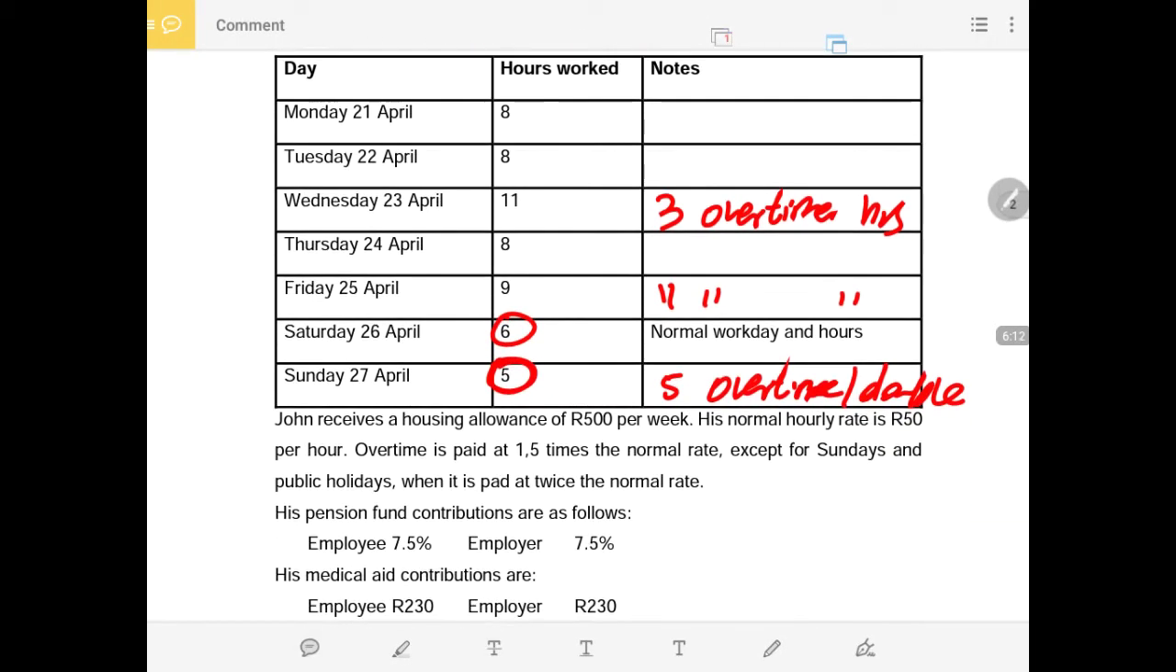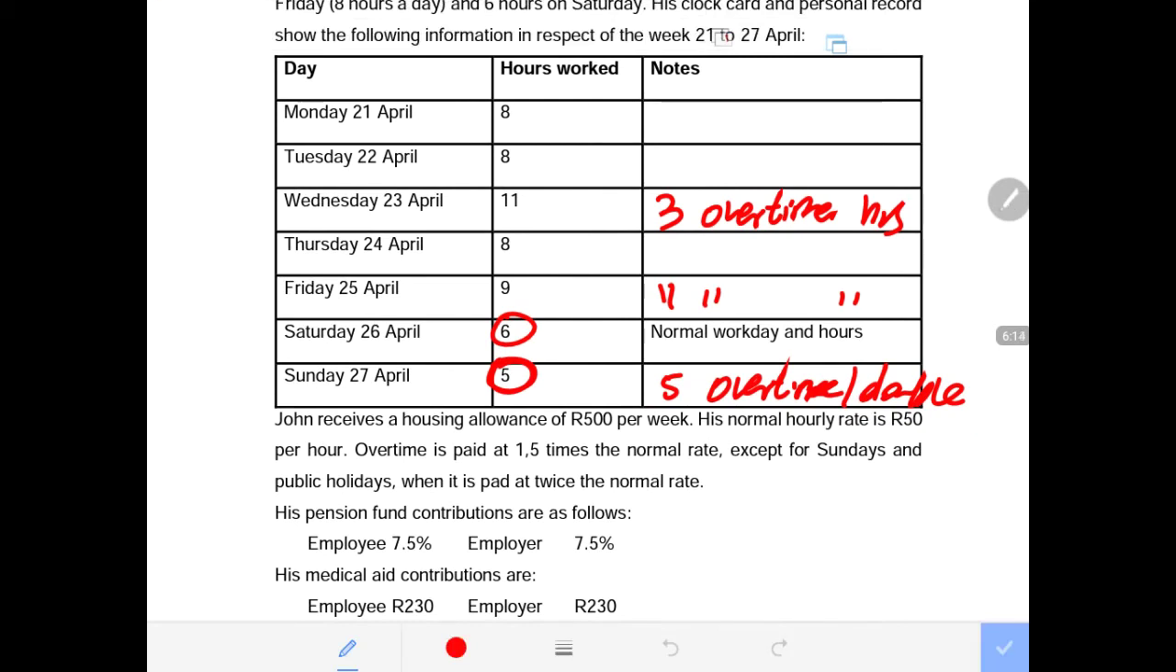Then after we read further, it says that John receives a housing allowance of 500 per week. Remember, housing allowance is part and parcel. In fact, all allowances are classified under gross income. This is an allowance, and there can also be an entertainment allowance. Entertainment allowance will also be recorded under our gross income. It is income that the employee has earned.